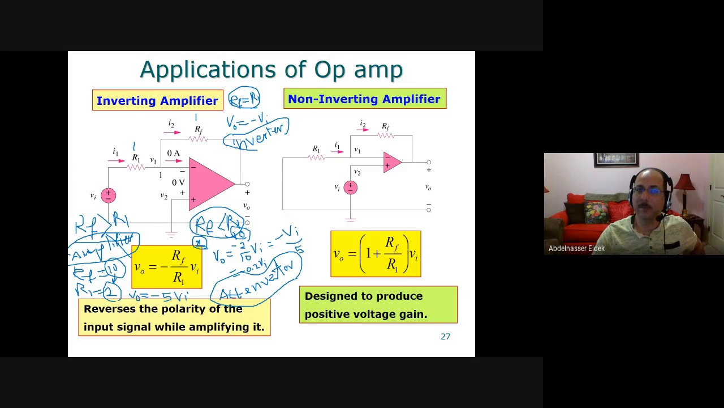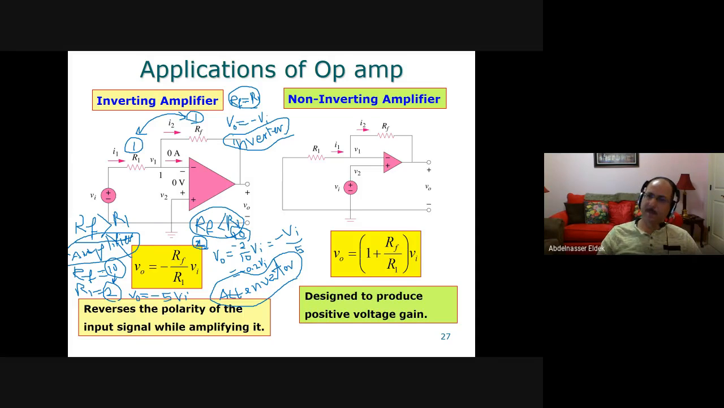Okay. So if you just need to invert the sign of a signal, you have a signal and you want to change the sign. If it is negative, you want to make it positive. If it is positive, you want to make it negative. All you have to do is draw this simple circuit here, and you select RF and R1 to be the same values. That's it.